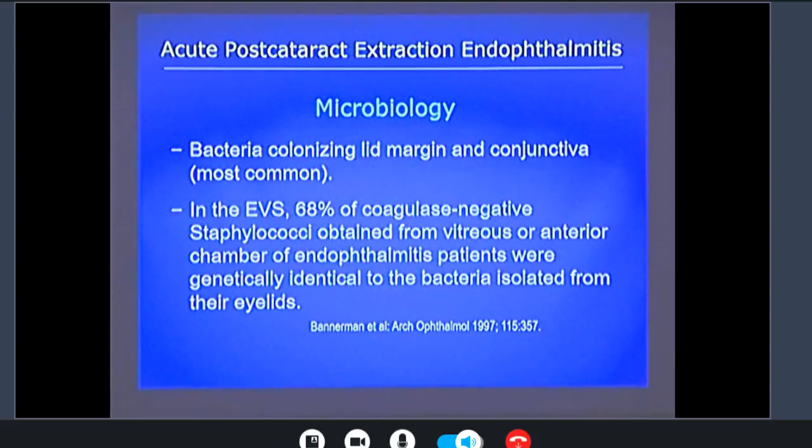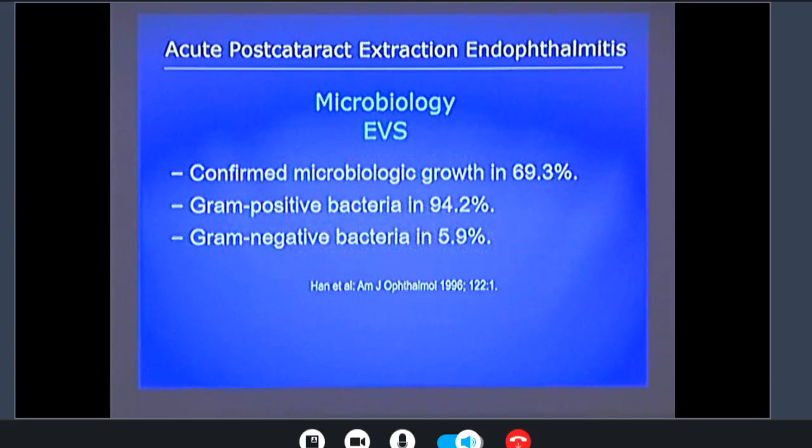And this has been proven in many studies, but one of the most famous of these studies was the endophthalmitis vitrectomy study that showed that about 70%, you know that, and we shall discuss later, the most common bacteria causing post-cataract endophthalmitis is coagulase negative staphylococci, mainly Staph epidermidis. So this study showed that 70% of coagulase negative staphylococci obtained from the vitreous or anterior chamber of endophthalmitis patients were genetically identical to the bacteria isolated from their eyelids, which shows that the bacteria that cause the endophthalmitis are genetically the same as bacteria isolated from the eyelid. That means that the bacteria colonizing the lid margin conjunctiva is the most common source of infection. Then you have to look carefully at the lid margin conjunctiva.